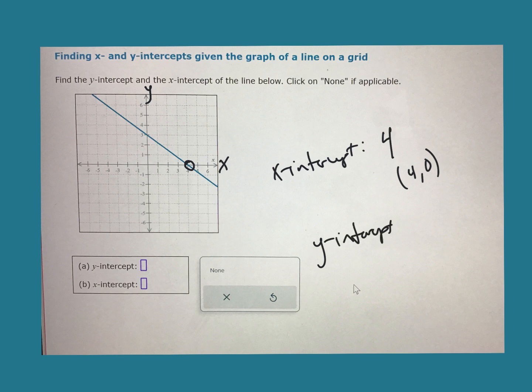And then for the y-intercept, we look back at our blue line. Where does that blue line cross the y-axis? The blue line crosses the y-axis right here. So we could say the y-intercept is 3. Or again, if it wants the ordered pair, that would be the point (0, 3).